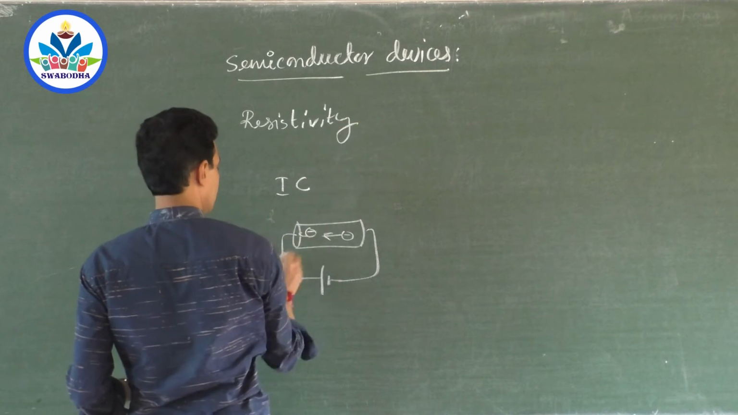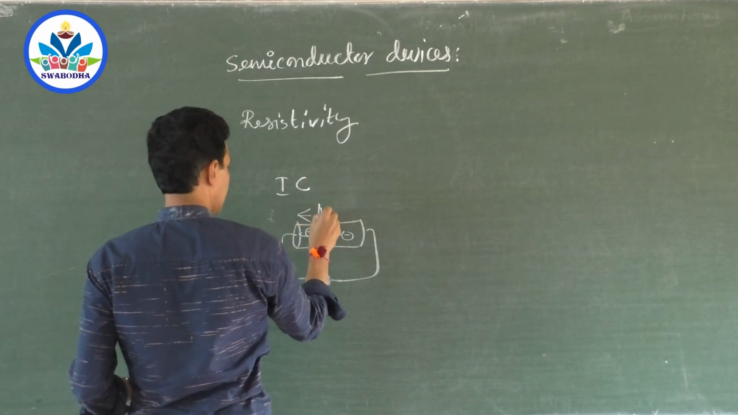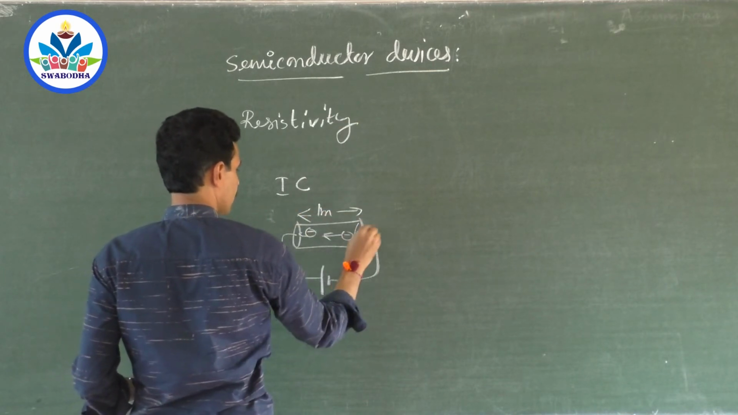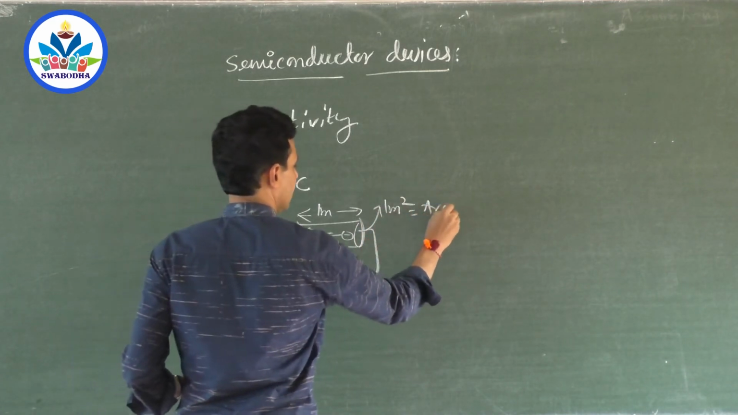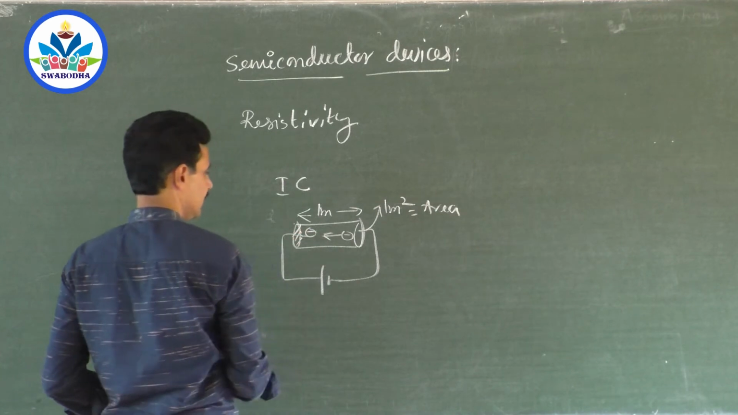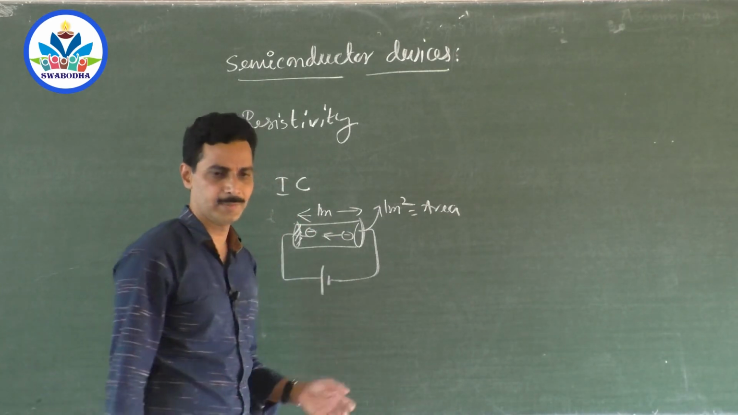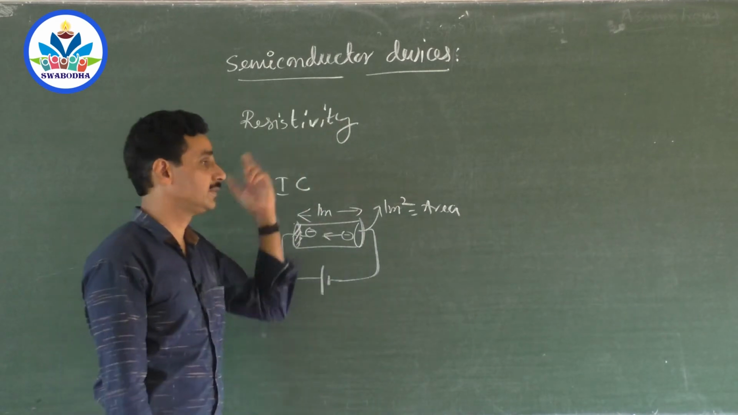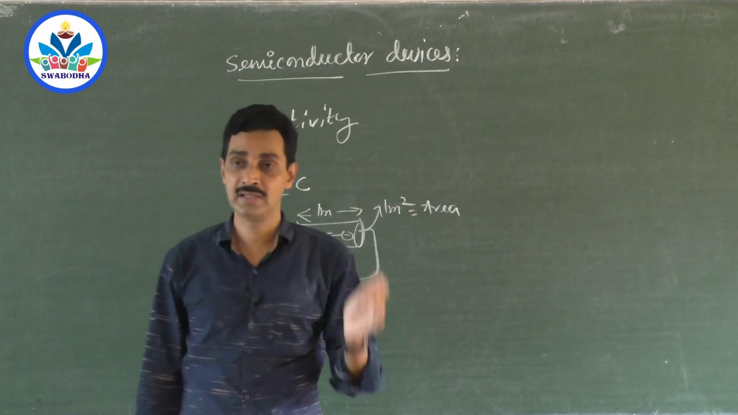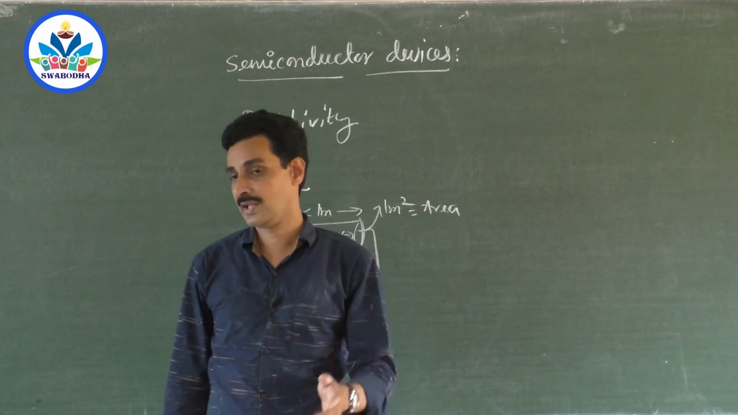Resistivity means: if you take a material of 1 meter length and 1 meter square area of cross section, how much resistance does it give? That is called resistivity. Resistivity is the resistance given by the material of unit length and unit area of cross section.